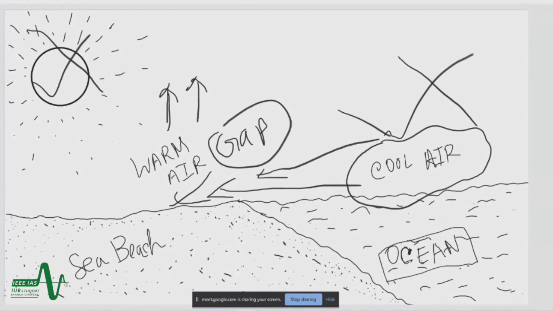Whenever the air circulation is possible, we can use the wind turbine. Otherwise, not. So in that way, we can come to the conclusion that if the sun or solar power exists, then wind power will also exist.